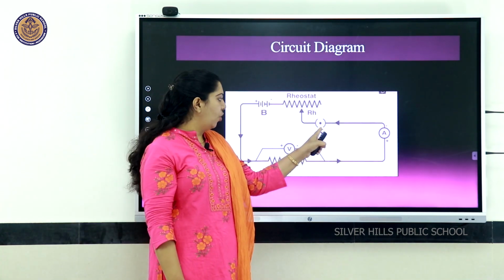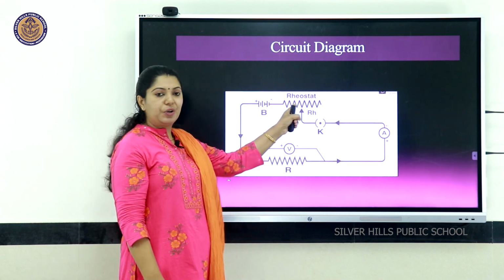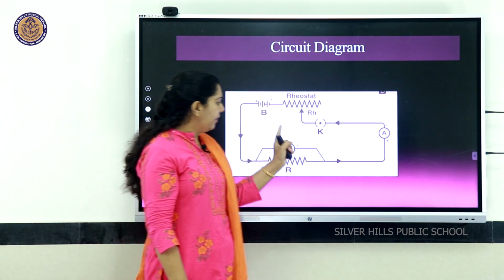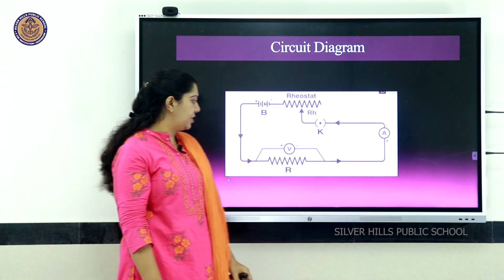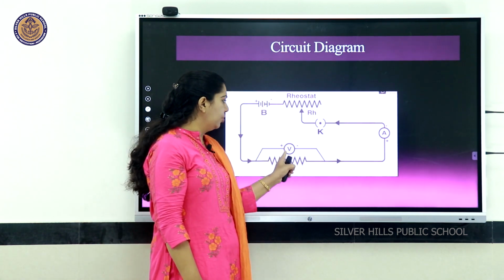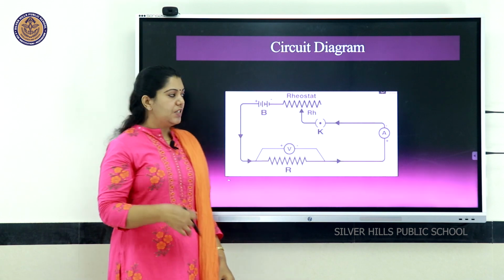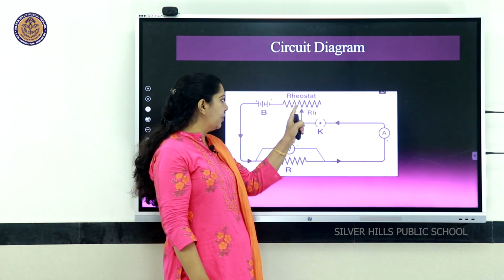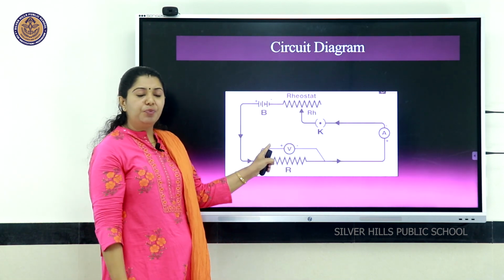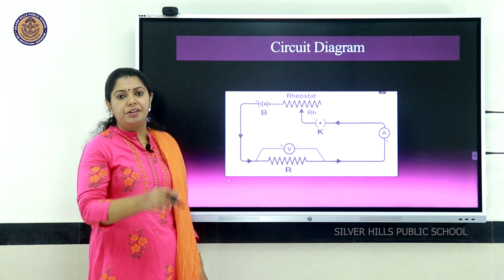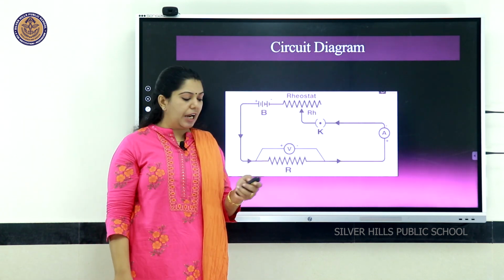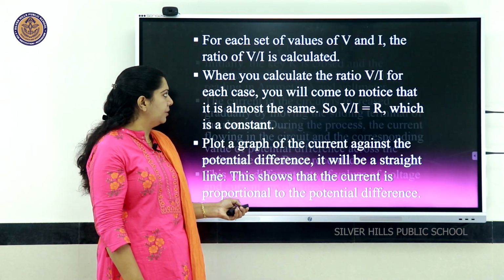Initially, the key is closed. Adjust this rheostat. Then we can see some readings on this voltmeter and ammeter. Note down the readings of the voltmeter and ammeter. Second time, again adjust this rheostat. Note down the readings of the voltmeter and ammeter. Repeat the same steps and you may record all these values in the observation table.